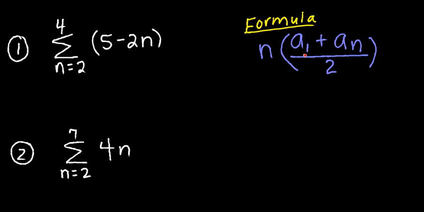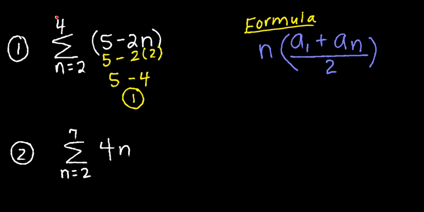Basically, this is your first number, A1. And over here, I need to find A1 by plugging in the value 2 into the expression. Because this isn't saying that 2 is my first number in the sequence. It's telling me that I'm looking for the second term. So what I need to do is plug in 2 right here to find the second term, which is going to be 5 minus 4. And so my second term here is 1.